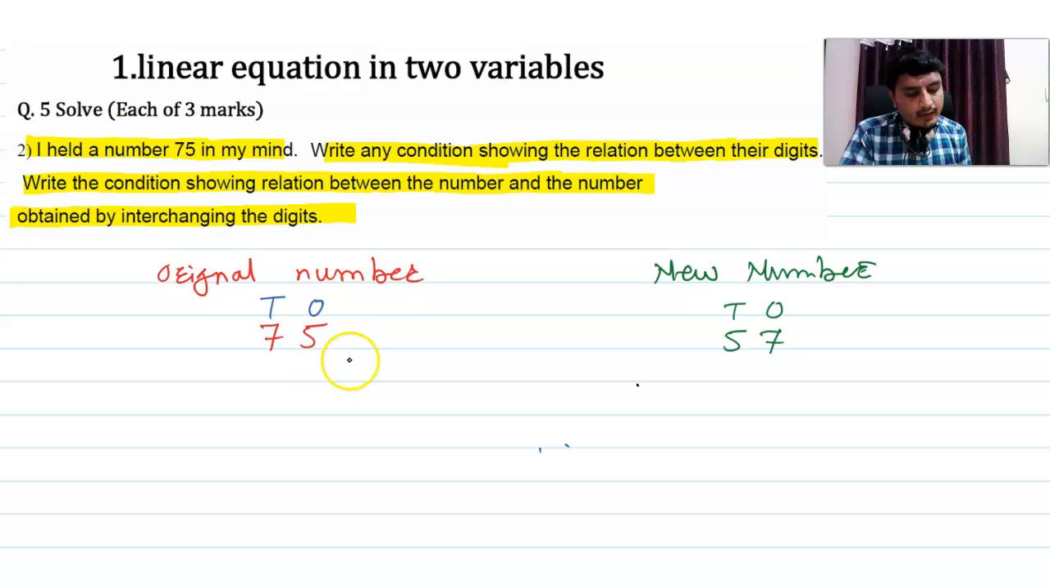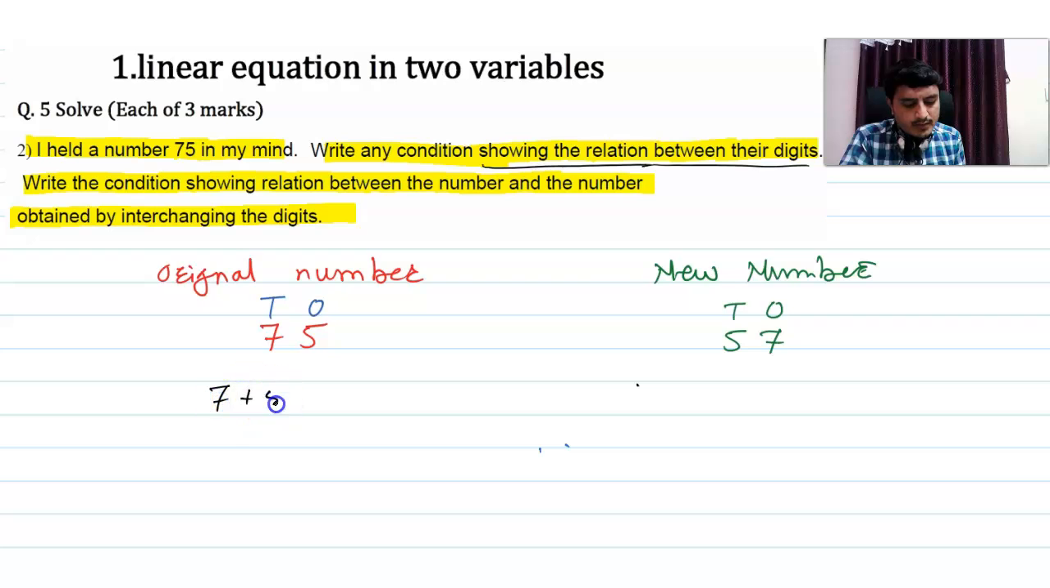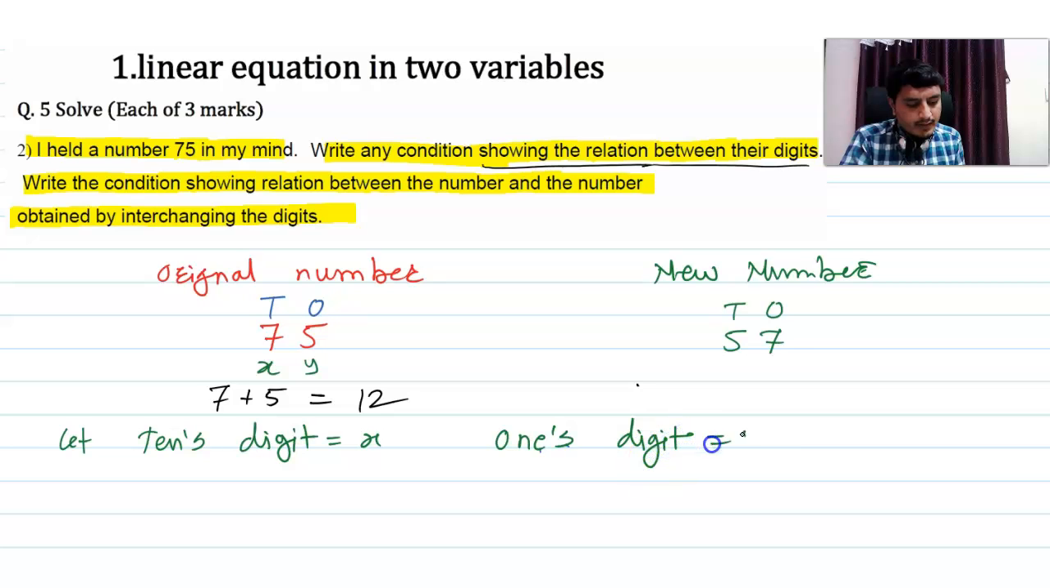Now we have to write any condition showing the relation between their digits. Look at the digits, we have 7 and 5. Forming the numerical equation, 7 plus 5 equals 12. So let's assume the tens digit is x and the ones digit is y. Let the tens digit be x and the ones digit be y. Then we may form the linear equation in two variables.